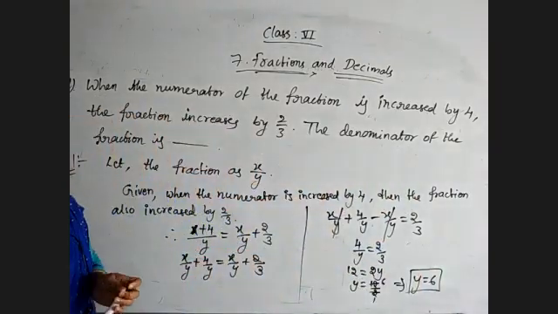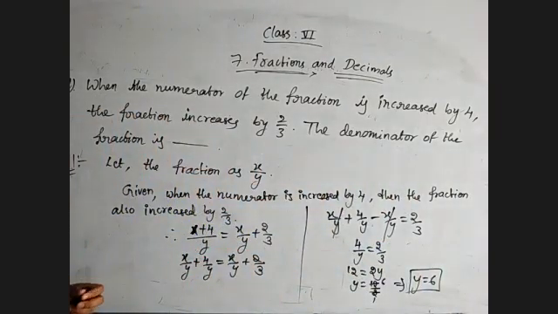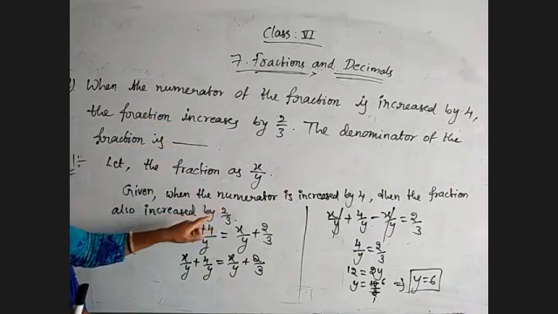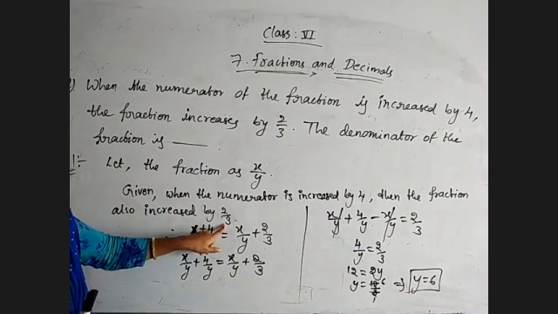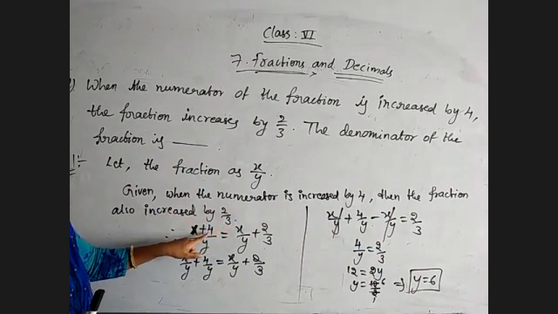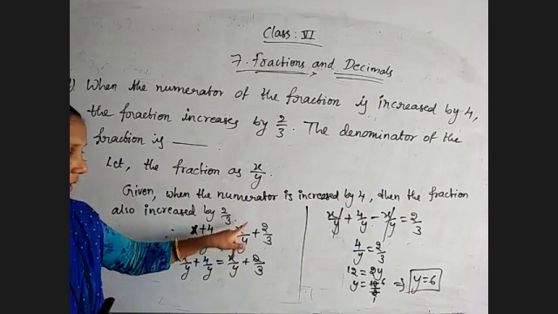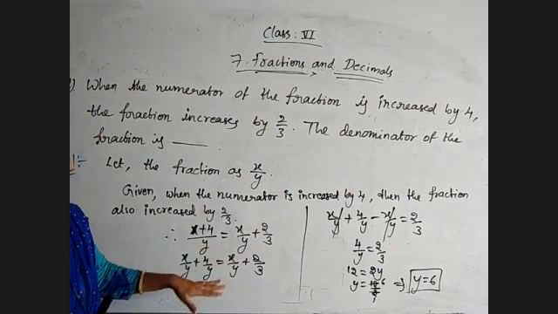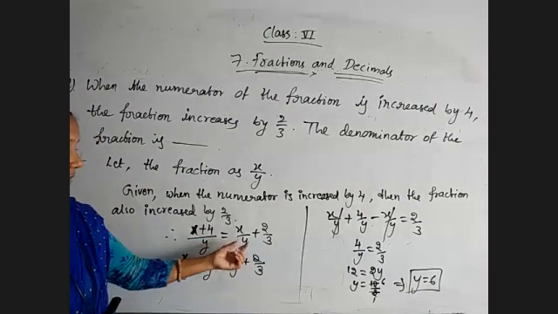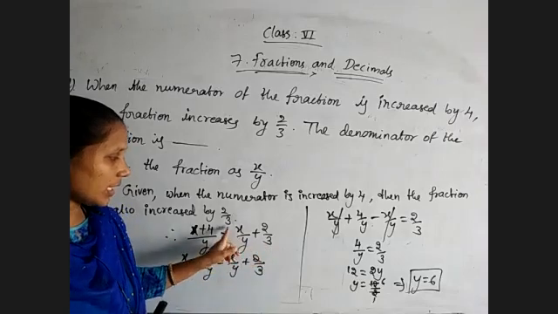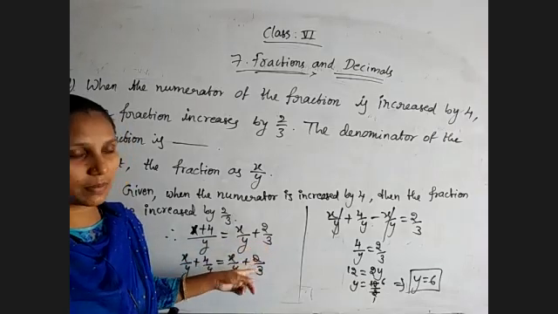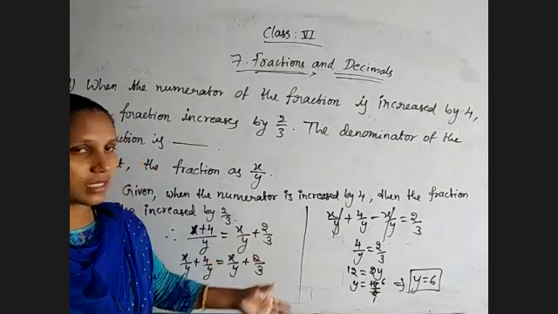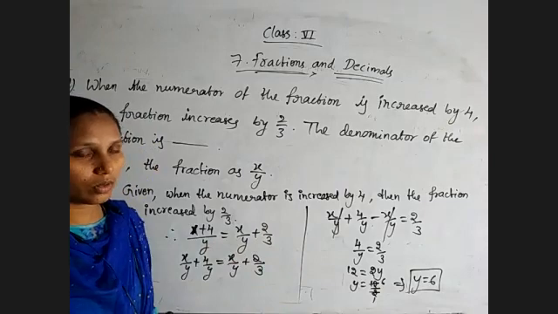Very easy and important problem. Just observe the given conditions and simplify. Here, according to the condition, when the numerator of the fraction increases by 4, the fraction also increases by 2 by 3. So when the numerator is increased by 4, this complete fraction is increased by 2 by 3. By simplifying this, if you want to do the cross multiplication, first simplify this. 3x plus 2y, cross multiplication. By 3 into y, we get 3y. By doing so, we will get the same answer. We can do it like that also, no problem. Okay.